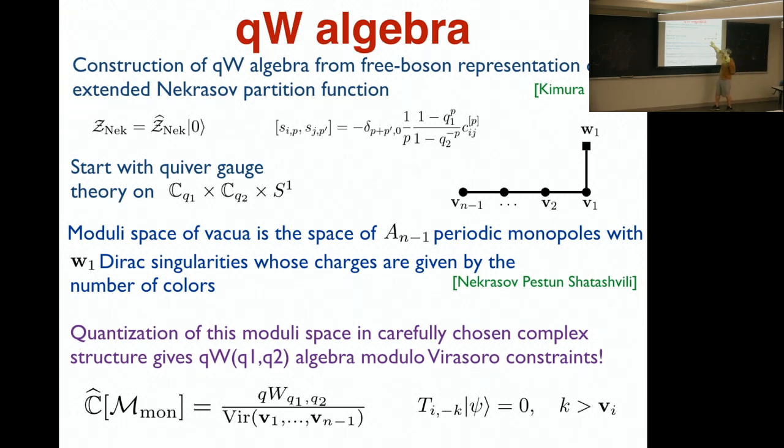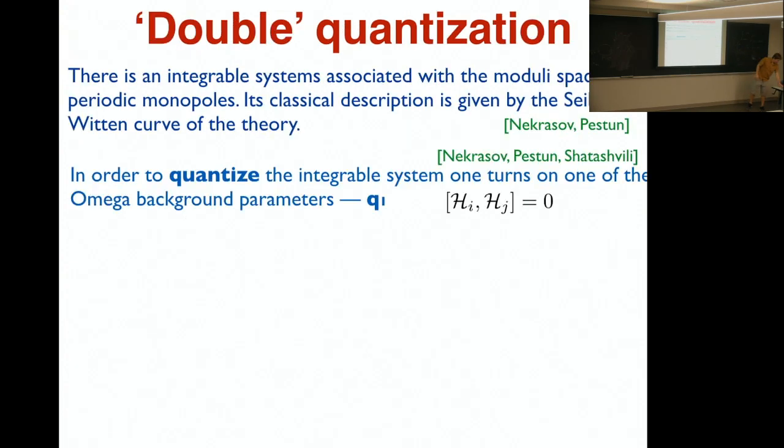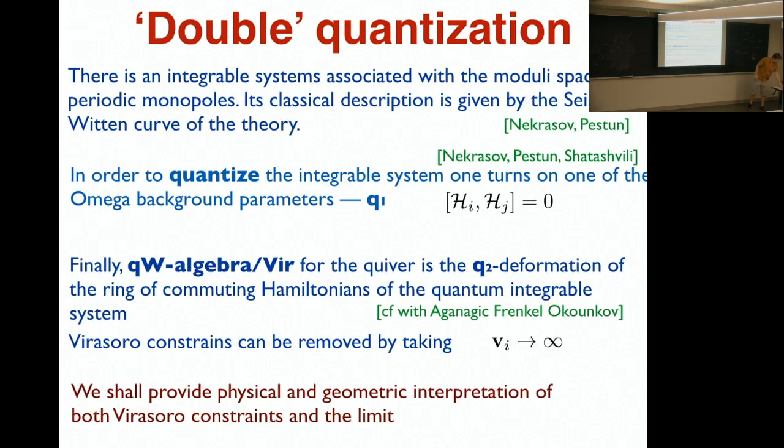So if you have a quiver like this, it's the full qW algebra modulo certain Nekrasov constraints that tell you that once you get to a certain level, all the generators act trivially, because the ranks of those groups are finite. And as you send those ranks to infinity, you get the full W-algebra. So all these constraints will be pushed off to infinity, and you'll get the full answer. Okay, let me skip that.